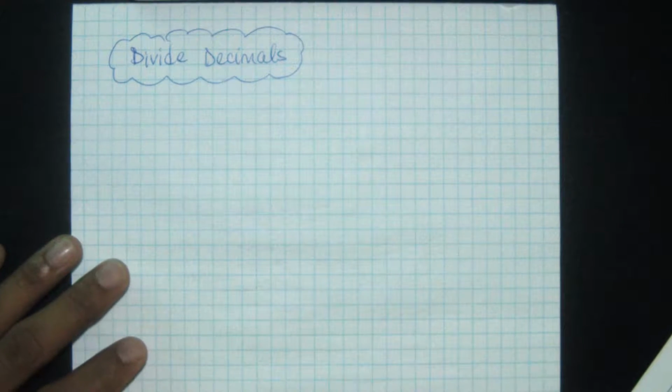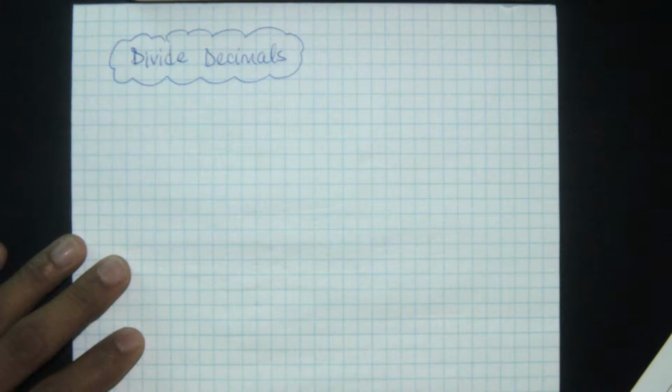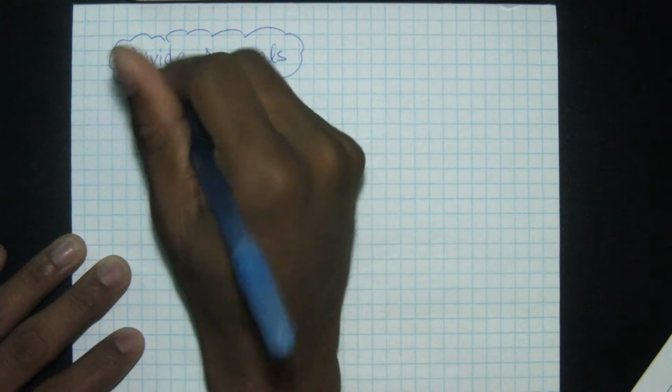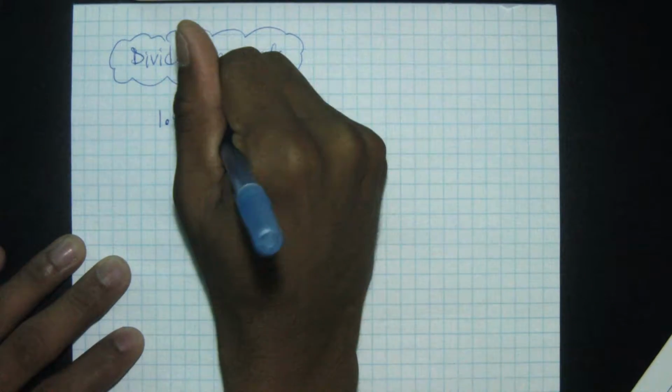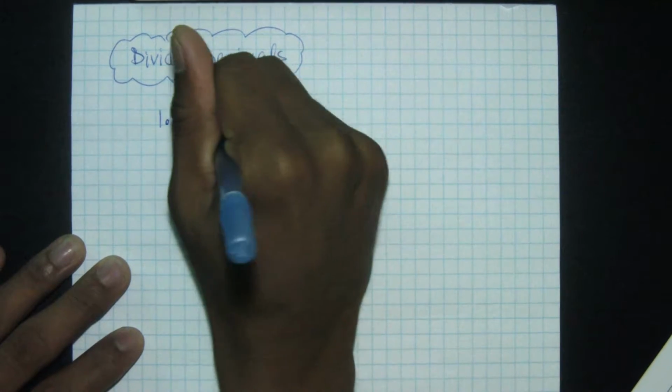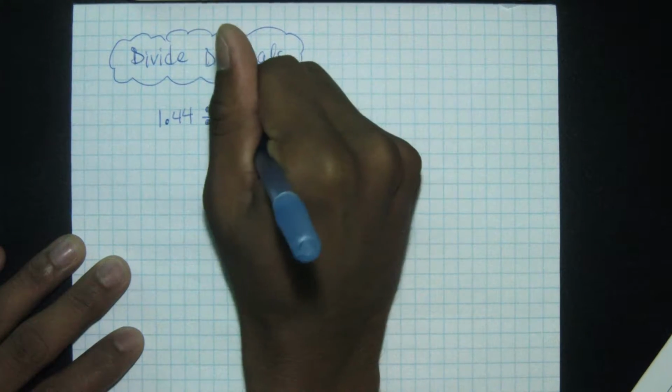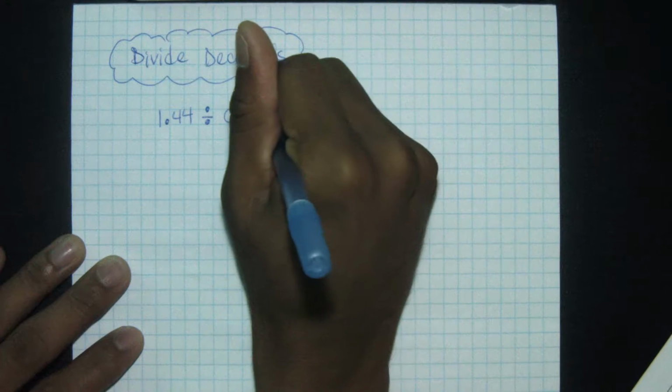Alright, so we're going to go ahead and do a problem for dividing decimals. Let's take a look at this problem here: 1.44 divided by 0.12.